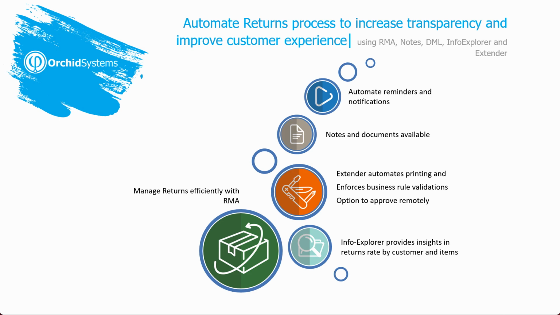RMA helps manage your returns efficiently when you add Info Explorer to provide insights into your returns rate by customer and items. You add Extender to enforce business rules validation, to develop a workflow around your RA. You can also use Extender to automate the printing of the RA so that the return instructions and the other documents created by RA are automatically saved with the right name in the customer folder.